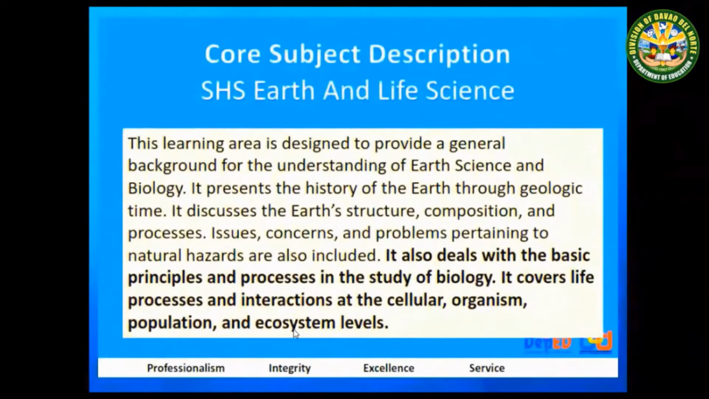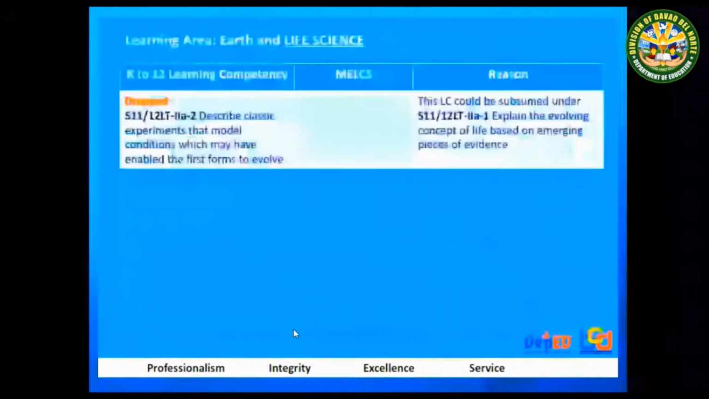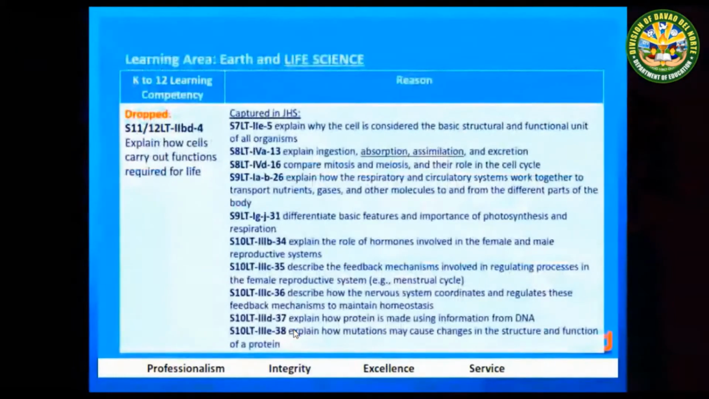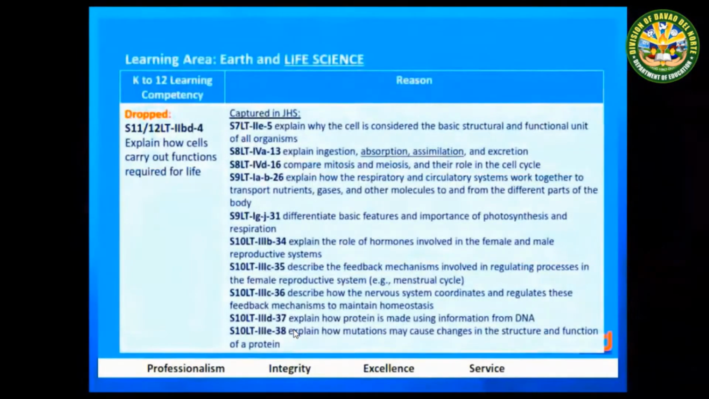To name a few, describe classic experiments that model conditions which may have enabled the first forms to evolve. This LC could be subsumed under Science 11 or 12, Living Things, Quarter 2, Week 1, competency number 1: Explain the evolving concept of life based on emerging pieces of evidence. Other ELS LCs dropped were shown in this slide.